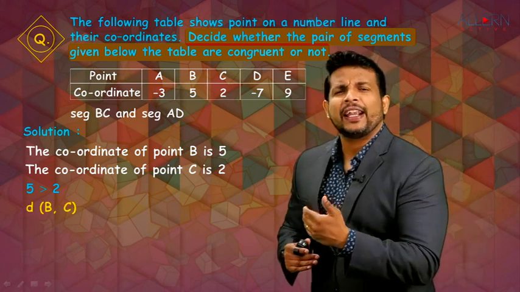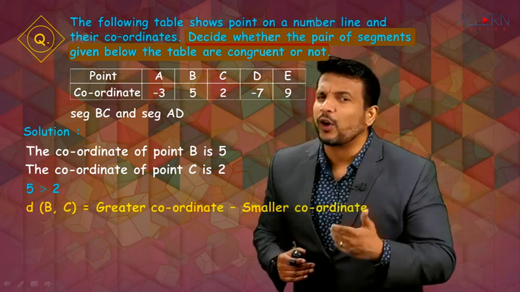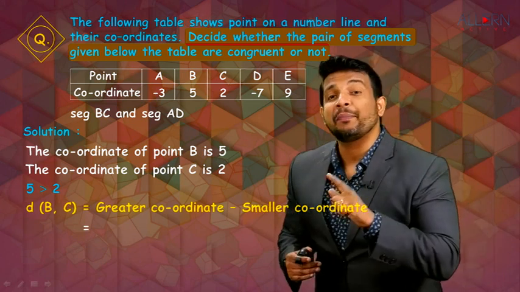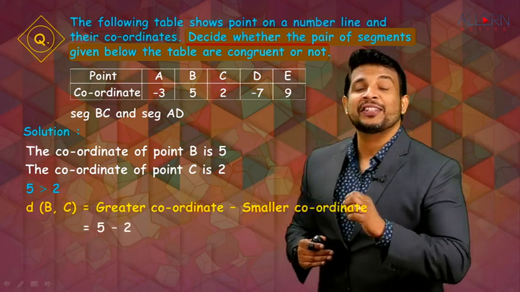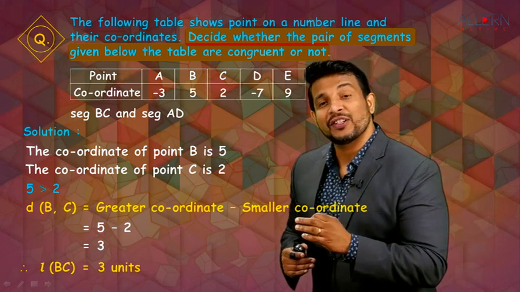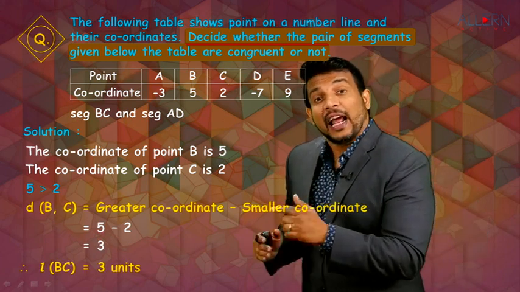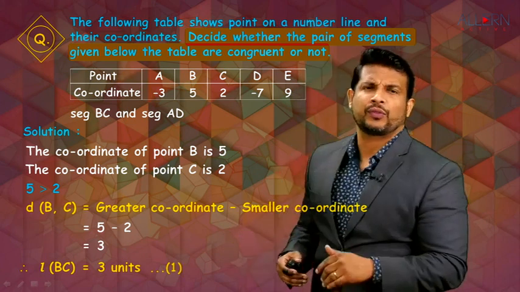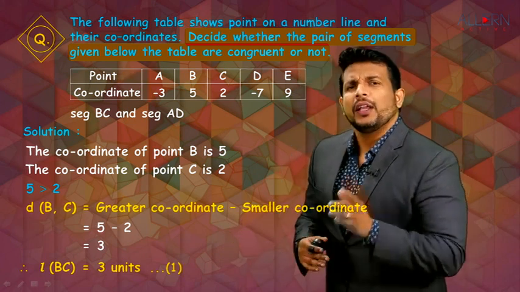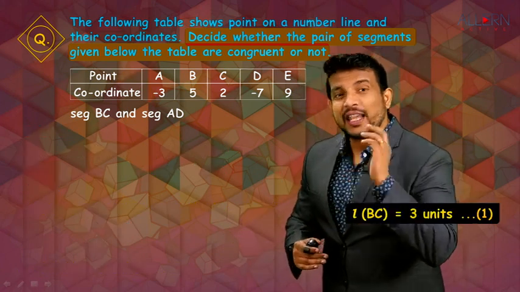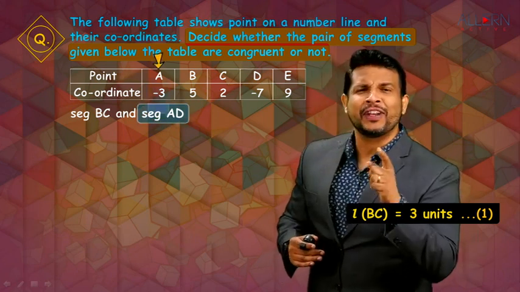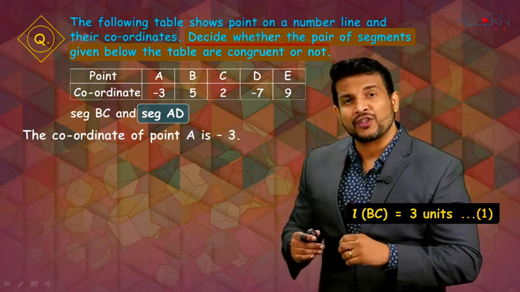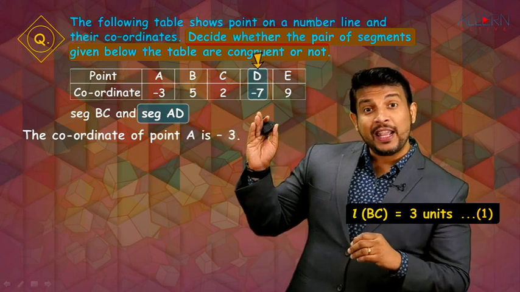So now we write the distance between B and C is equal to the greater coordinate minus the smaller coordinate. That means it is 5 minus 2. And what is 5 minus 2? It is 3. That means the distance between B and C is 3, so the length of BC is 3 units, which we mark as result number 1. What's the next one? Segment AD. So we need to know the coordinate of A and the coordinate of D. The coordinate of A is -3.